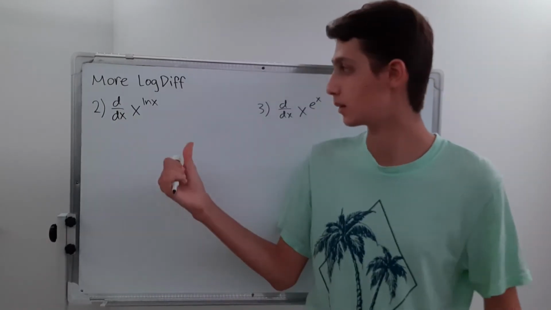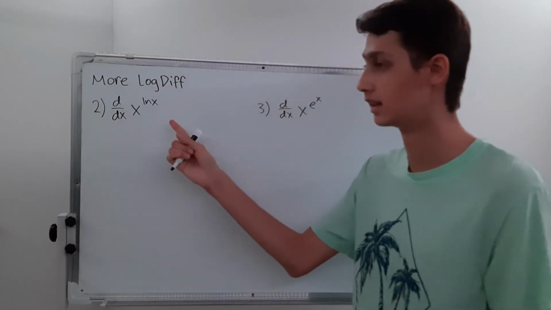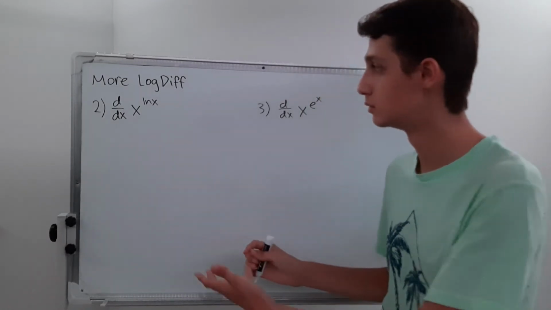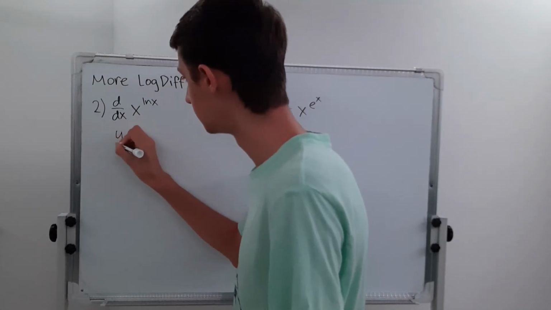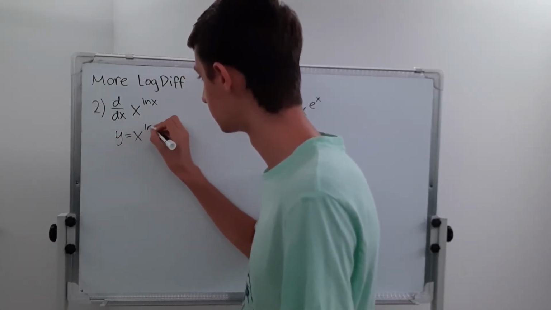Okay guys, so now we have the derivative of x to the ln x, which honestly isn't too bad again. We can just let y equal x to the ln x, right?